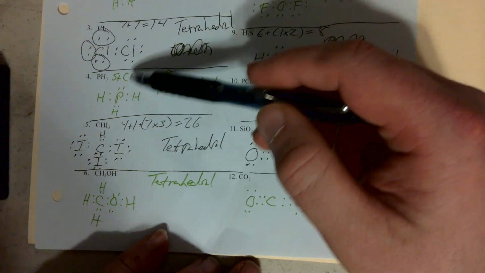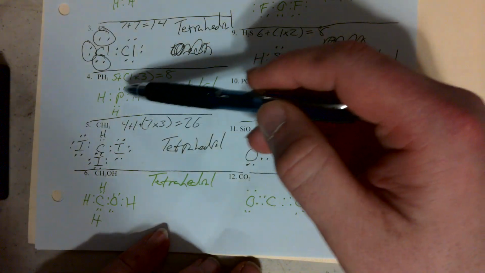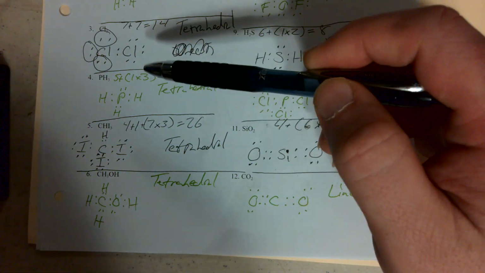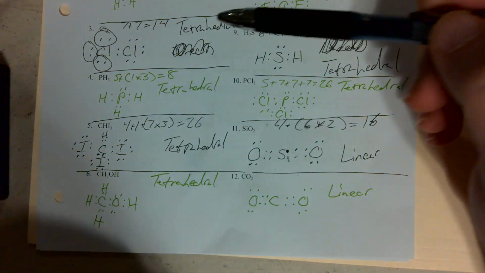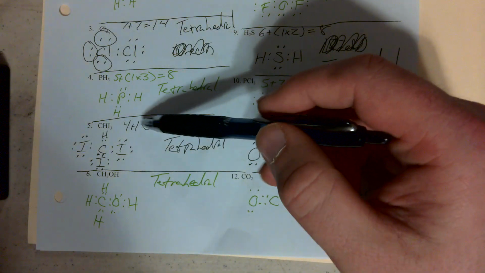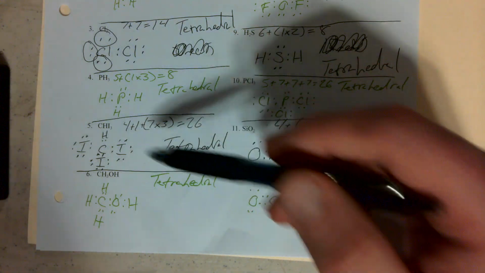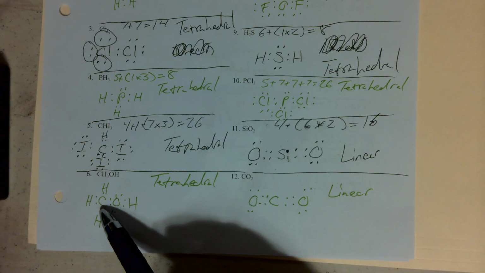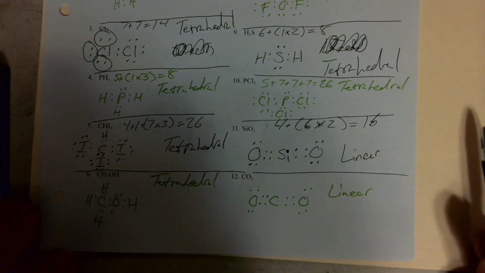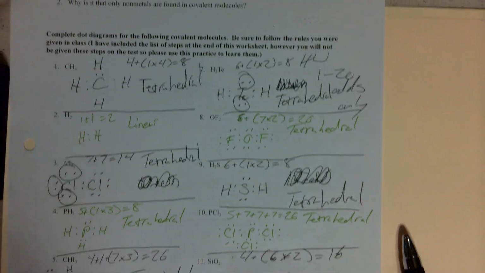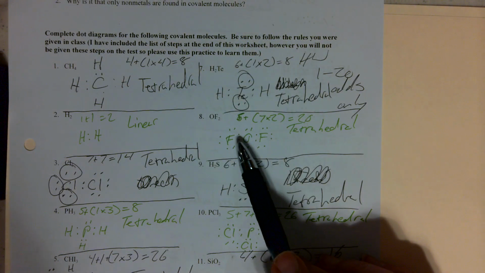Number 4, phosphorus has 5. My hydrogens, there's 3 of them. They have only 1 each, so we add that up. That's going to give us a tetrahedral shape. When we look at number 6, remember, our carbon is our host, and we see 4 different things around it, therefore it's tetrahedral. We scroll back up to 8.